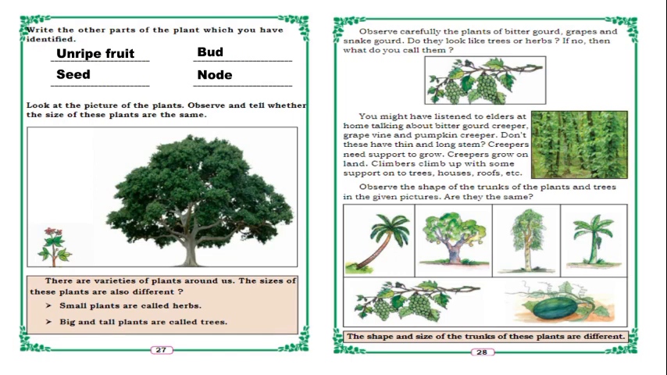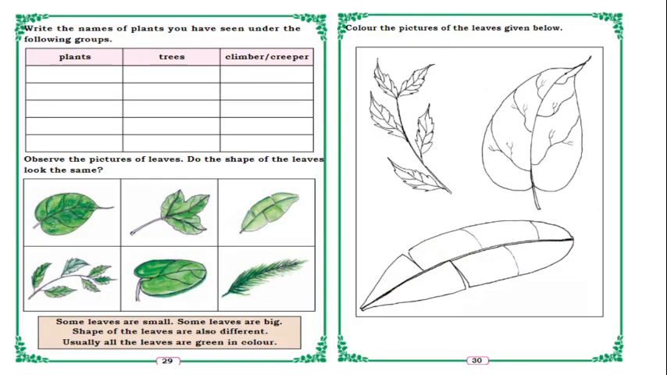Yes, no? These types of plants have a thin and long stem. Creepers need support to grow. Creepers grow on land. Climbers climb up with some support onto trees, houses, roofs, and all. Sometimes they need support to grow. Observe the shape of the trunks of the plants and trees in the given picture. Are they the same? So down you can see some trees, plants, and all.